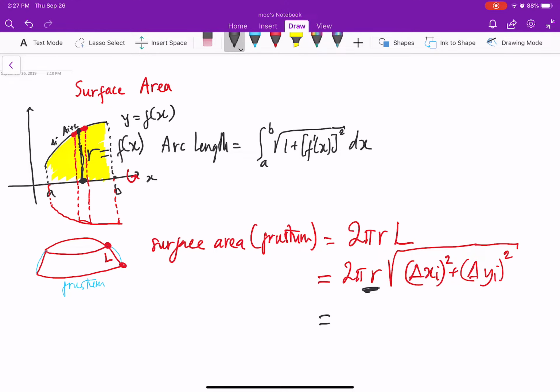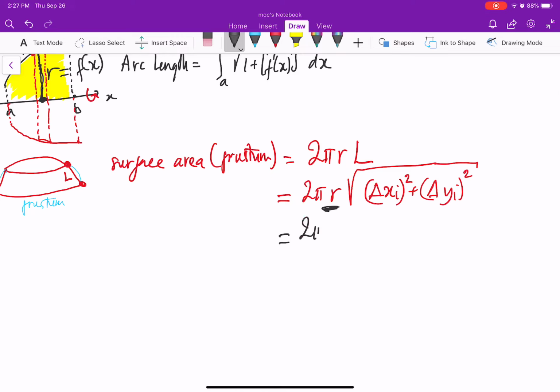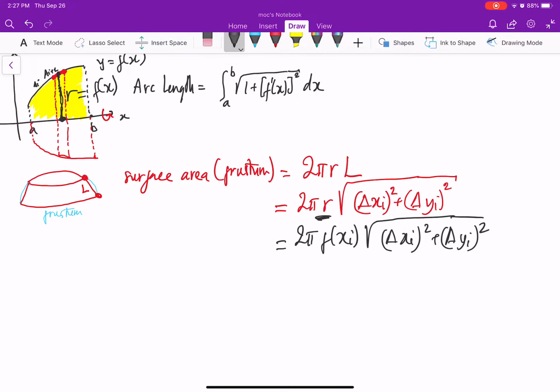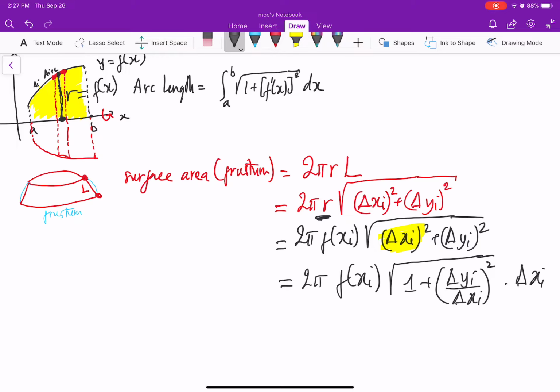So I can write that this is equal to 2 pi f of x_i times the square root of delta x_i squared plus delta y_i squared. And we do the same trick as for the arc length formula. Now we pull delta x_i squared out of this square root. We will get 2 pi f of x_i times the square root of 1 plus (delta y_i over delta x_i) squared, times delta x_i.